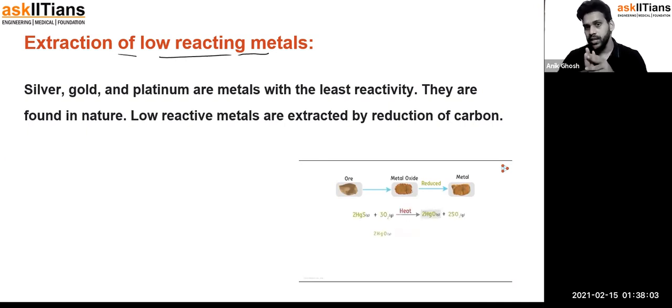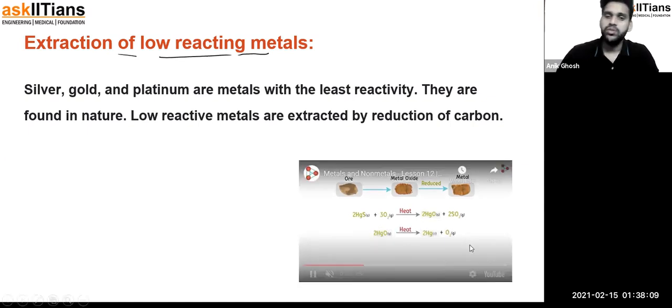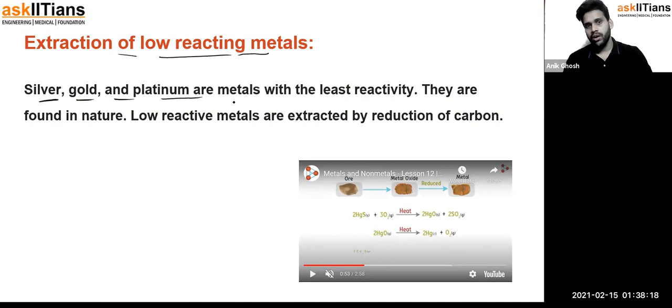That is the thing they are saying. Heat it in the presence of oxygen. You can see over there as well. This is the same thing we are trying to teach you over here. Now, for the low reactive metals, silver, gold, and platinum are metals with very least reactivity. They are found in nature. Low reactive metals are extracted by reduction with carbon.